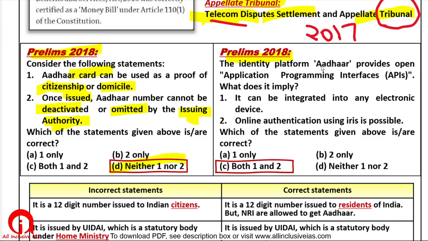Another question. Aadhaar provides open APIs, API application programming interface. What does it imply? It implies that it can be integrated into any electronic device and online authentication using iris is possible. What is API?